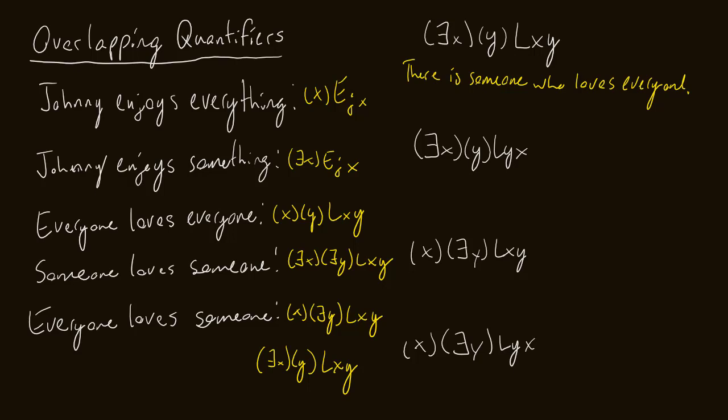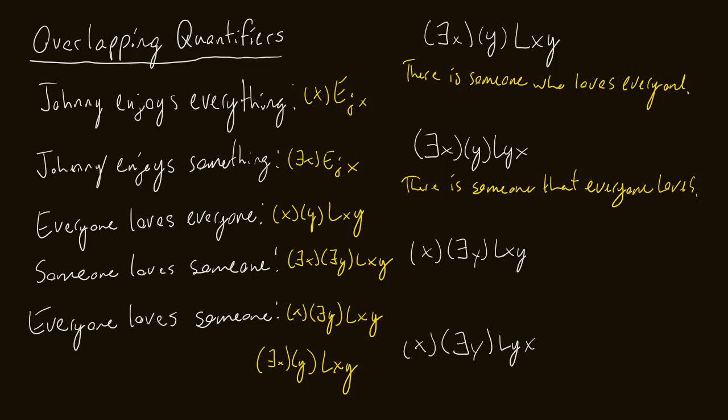Now in our second statement, swap the letters y and x. How is this going to change our translation? Well, this is saying that there is someone that everyone loves, because there exists an x for all y, such that y loves x. So there's somebody that everyone loves.